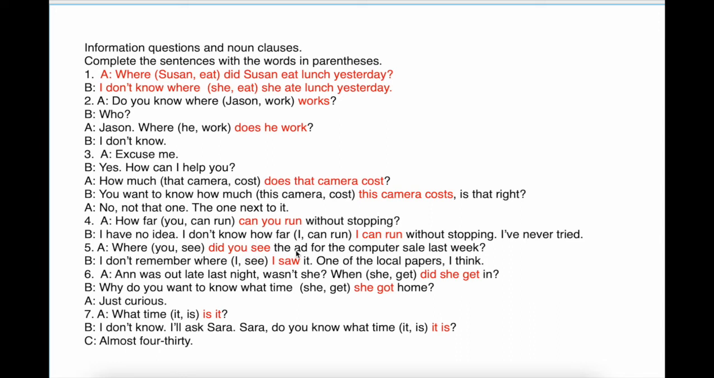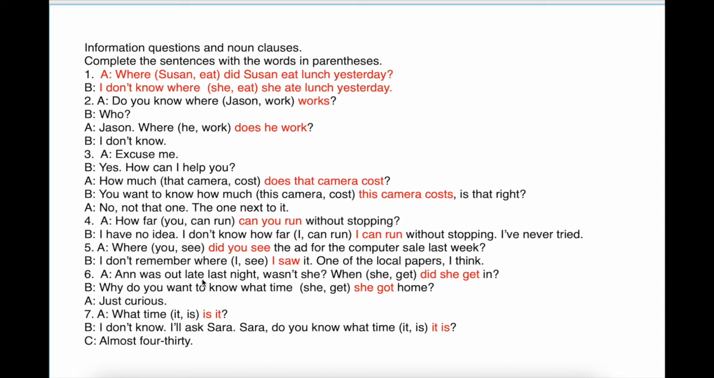Where did you see the ad for the computer sale last week? Ad, advertising or advertisement. I don't remember where I saw it. This is information question, but here this is noun clause. One of the local papers, I think. Papers, newspapers.